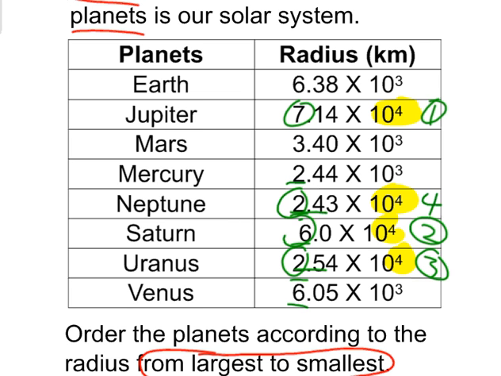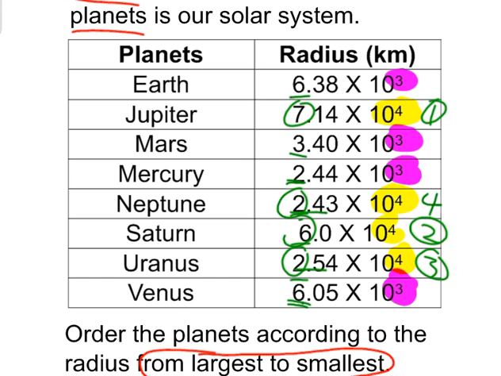The next group I need to look at is the 10 to the thirds. There's a 10 to the third, there's a 10 to the third, there's a 10 to the third, and that's also a 10 to the third. Now I look at their digits, the digits out front. This starts with 6. This starts with 3. This starts with 2. This starts with 6.